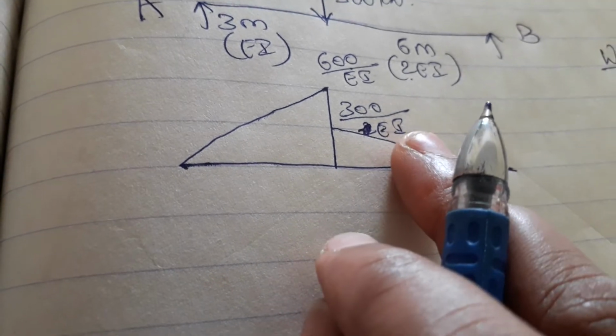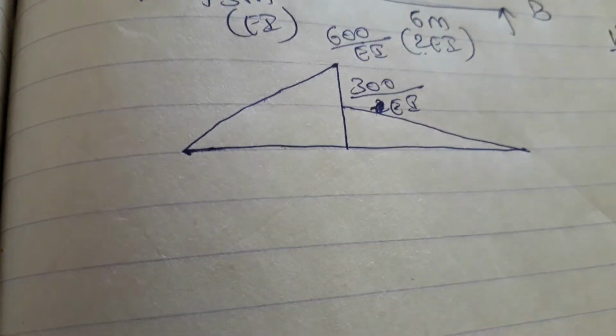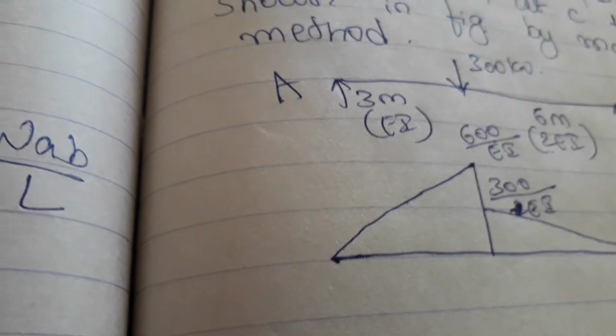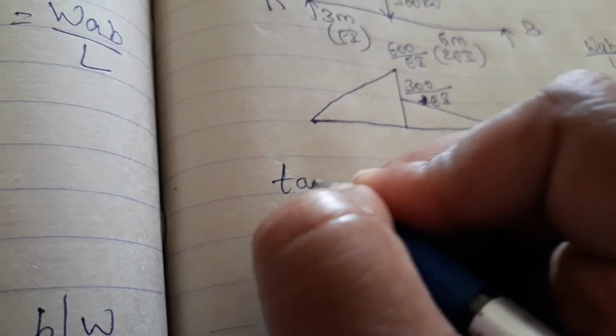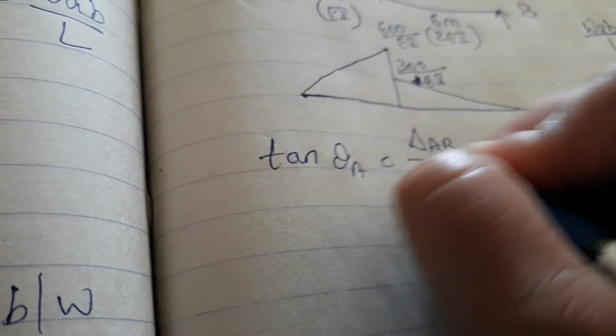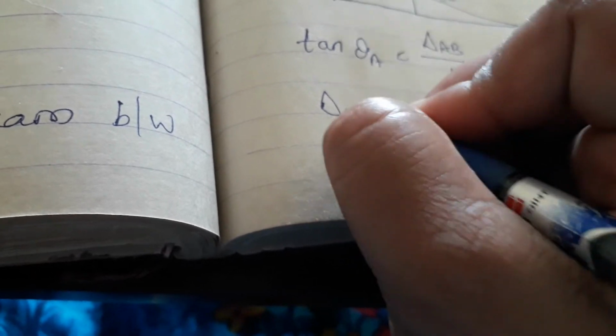So once you consider this, now what you have to do is find out theta A and theta B. When the moment of inertia in a simply supported beam varies like this, we have to remember that first we find the deflection and then we find the slope. That is, we can write tan theta A is equal to delta AB by L. So this concept we will be using. So delta AB, now we have to calculate.